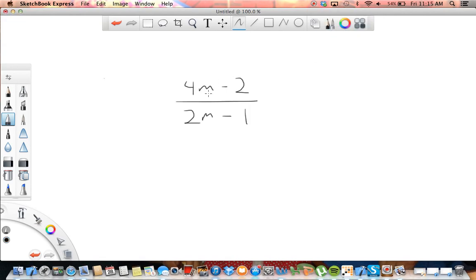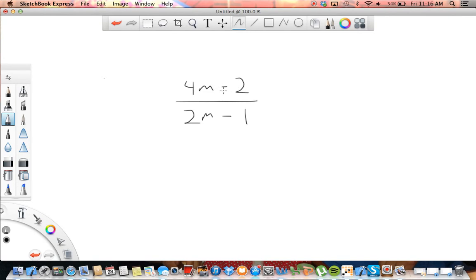Now here's another problem that we have here. This is problem number 2 in your packet on page 1. Now if we take a look here, let's see where we're going to start. Remember, on the last problem we started with the numerator, so let's do that here. This time the numerator has 2 terms, the 4m and the negative 2. So we can work with this.